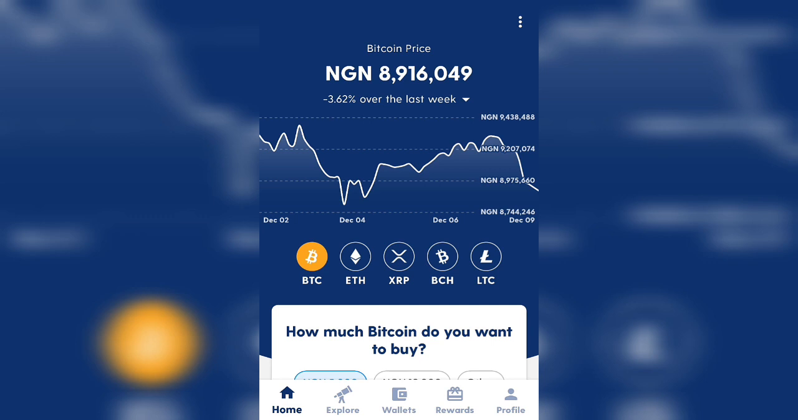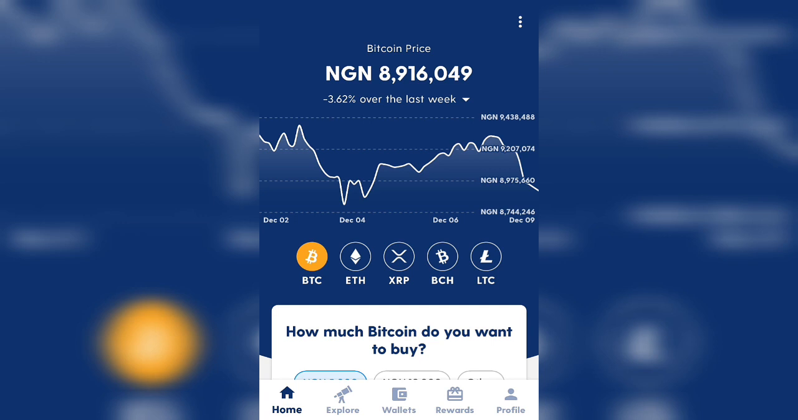I am going to show you how you can buy Bitcoin on Luno with zero fees. If you want to buy Bitcoin on Luno, you would notice that Luno charges a very high fee when it comes to buying Bitcoin on their platform. Now, I am going to show you how you would pay no fee at all when you want to buy Bitcoin. To do this, you must have Naira present in your wallet, of course.